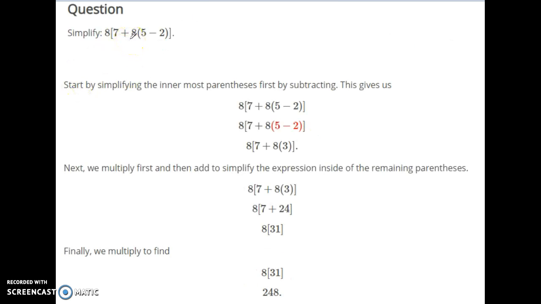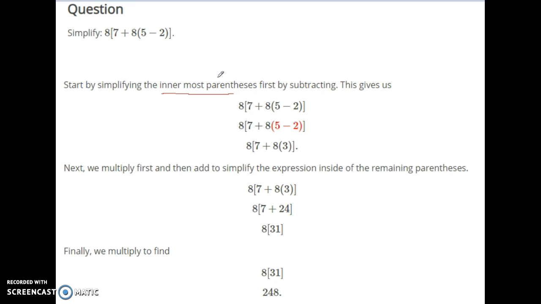For this next example, we actually have 2 sets of parentheses or brackets here. And so we want to start with the innermost one first. That's always what we want to do when there are nested multiple sets of parentheses or brackets.